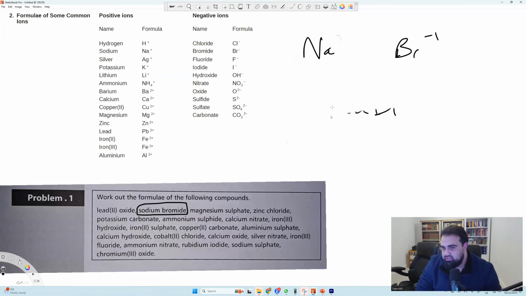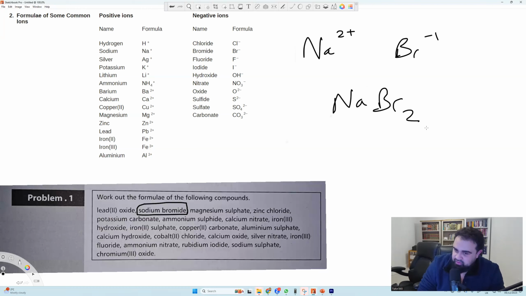Suppose in some sort of world that sodium made a 2+ charge. Then you would need 2 bromines to balance out those 2 pluses. So it would be written as sodium bromide with a 2. Okay. Is that understood? Yeah.